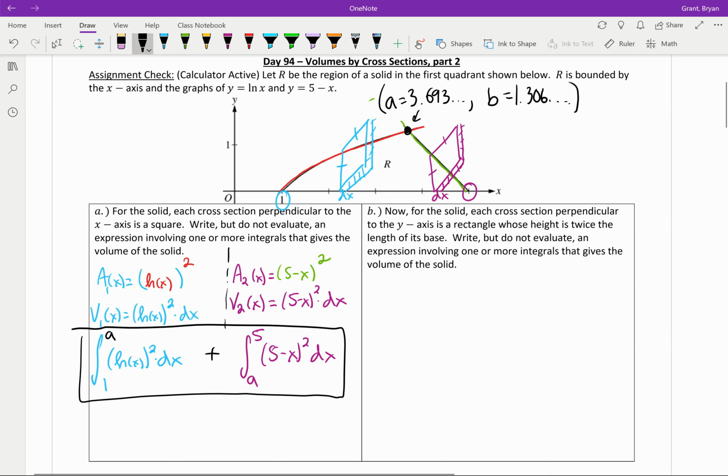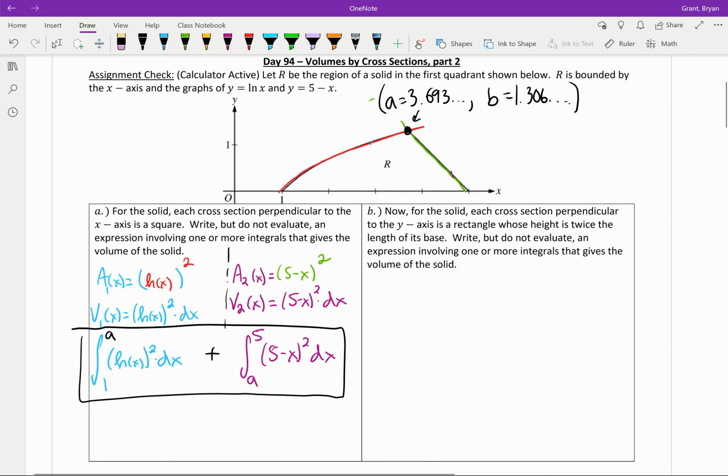All right. Well, what does B ask? B says, okay, same thing, but now our cross sections are perpendicular to the y-axis. Oh, okay, so this time we're going the other direction. So other direction means, and I'll try to draw a nice little picture here as well, that we're going to go side to side here.